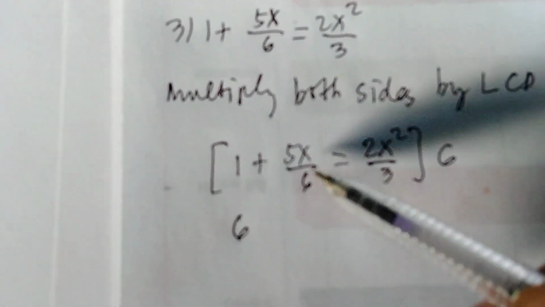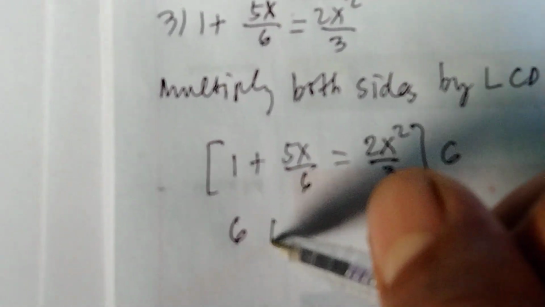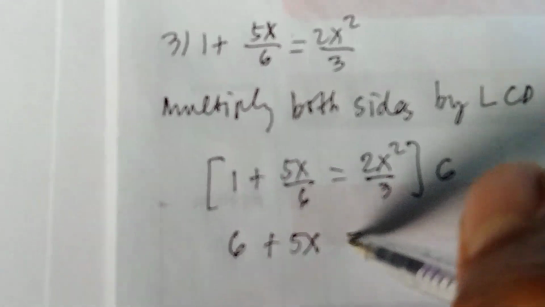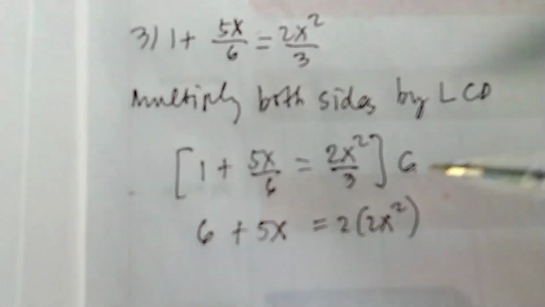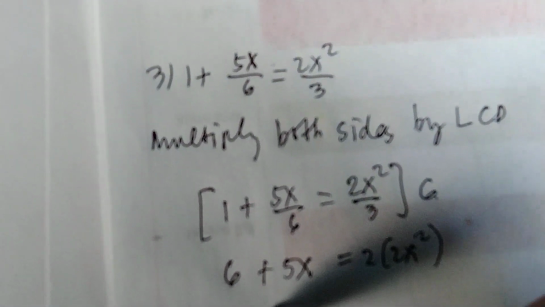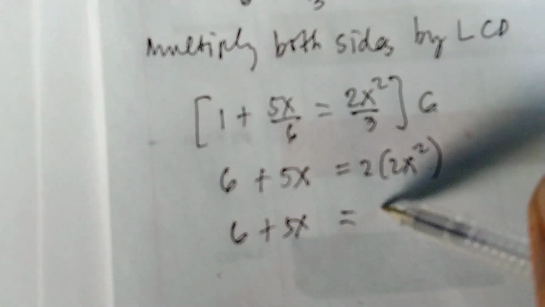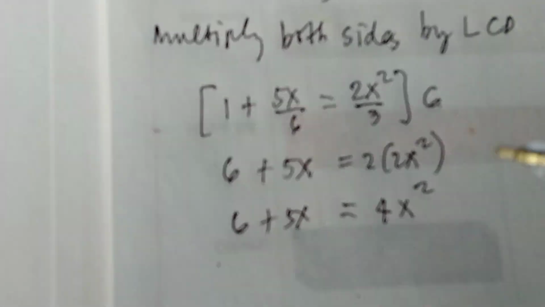So, klaro naman kaayo. 6 times 1 here is you have 6. 6 times 5 of 5x over 6 is 5x na lang din siya. Is equal to 6 divided by 3 is 2, so 2 times 2x squared. So, padayon. You have 6 plus 5x is equal to 2 times 2, you have 4x squared.